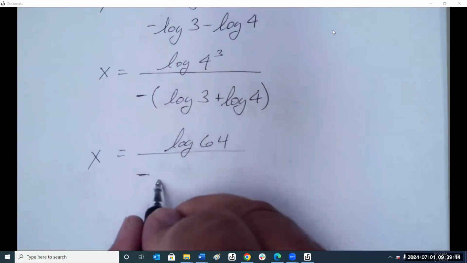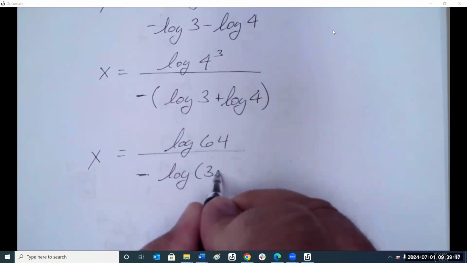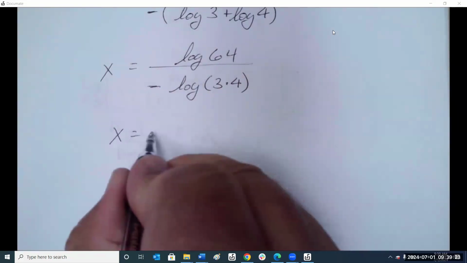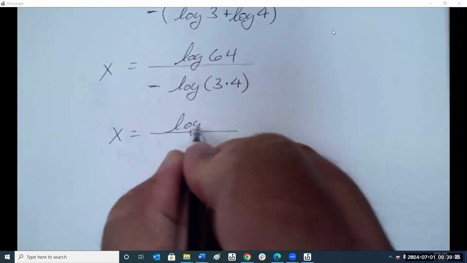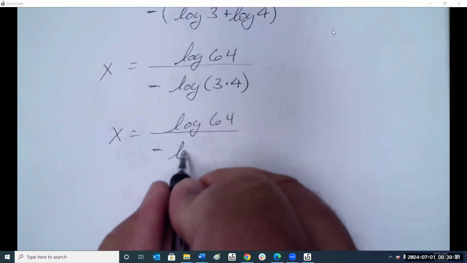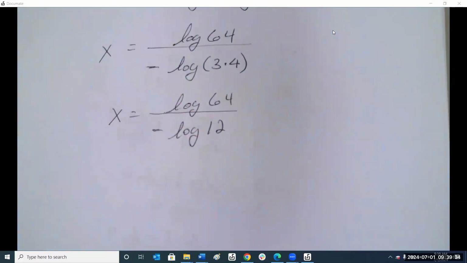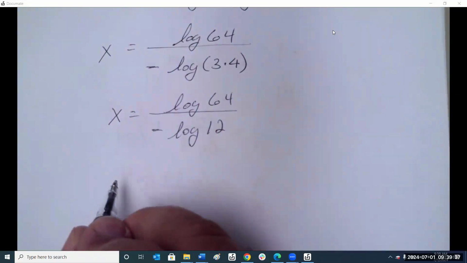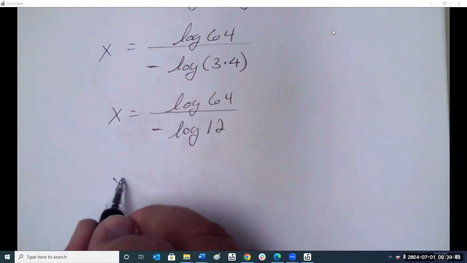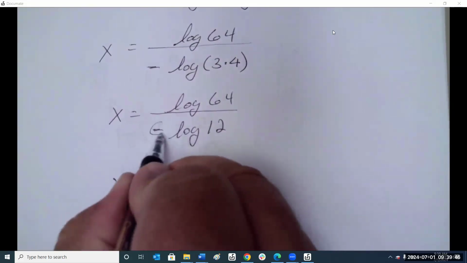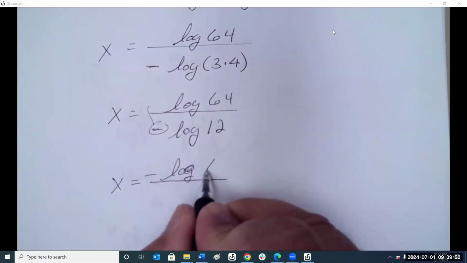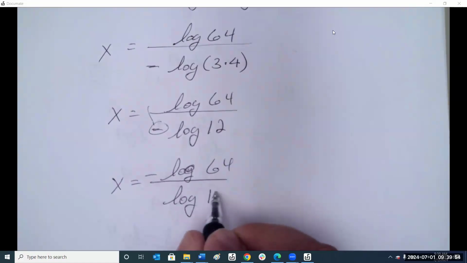Since they're added, I can multiply them together. Negative log 12. Only thing left we can do is bring the negative up on top. So log 64 over log 12.